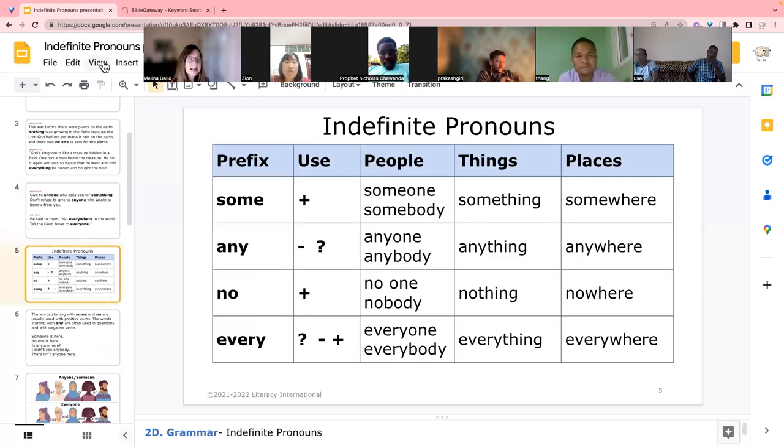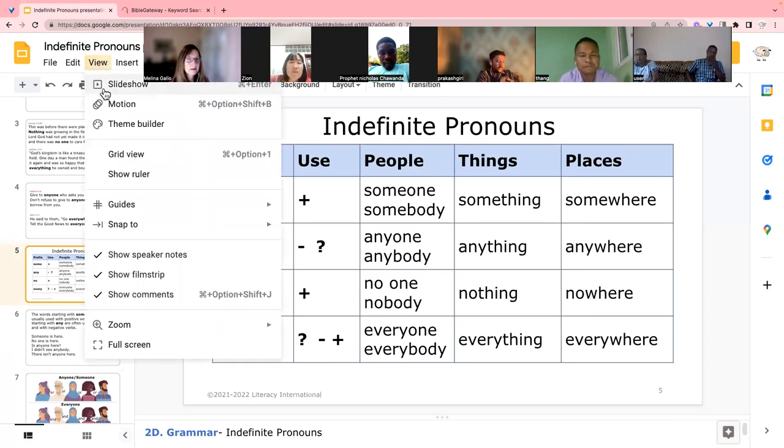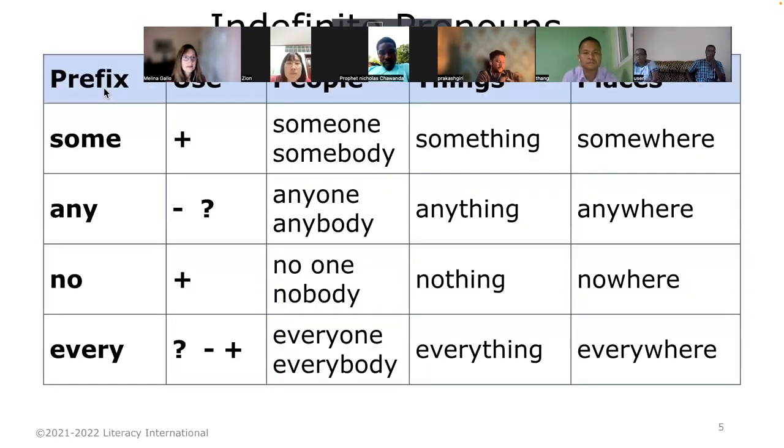So we can see on this chart that we have these 4 prefixes on the left. So the some, any, no, and every. Those are the 4 main prefixes that go in front of the words.